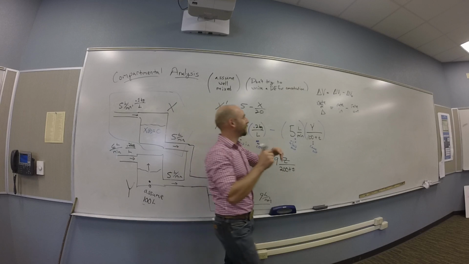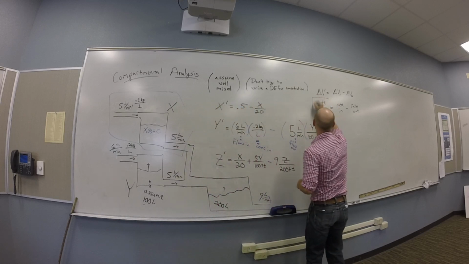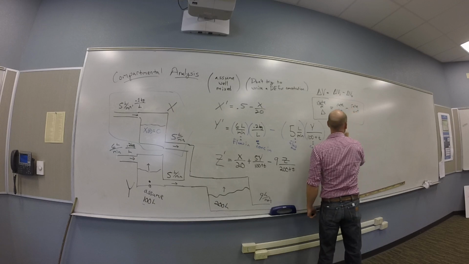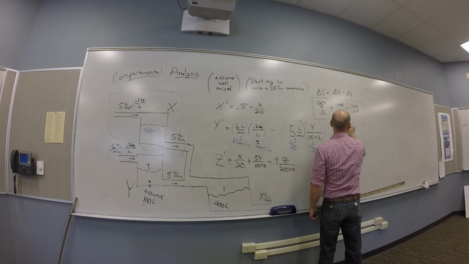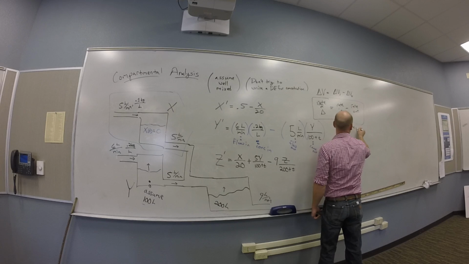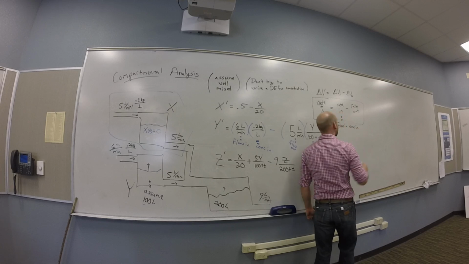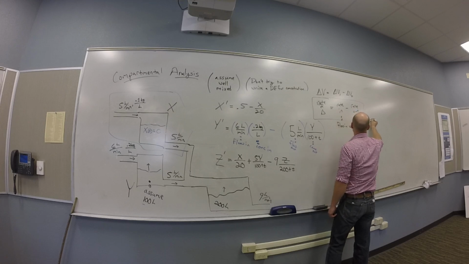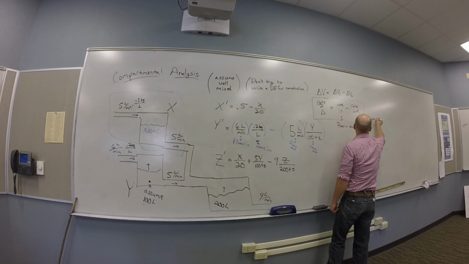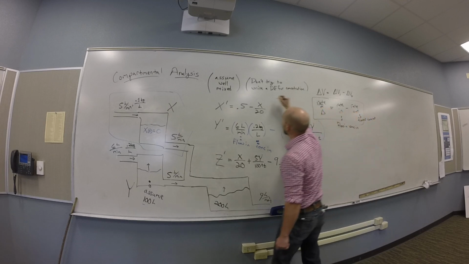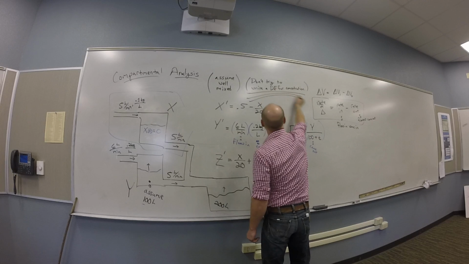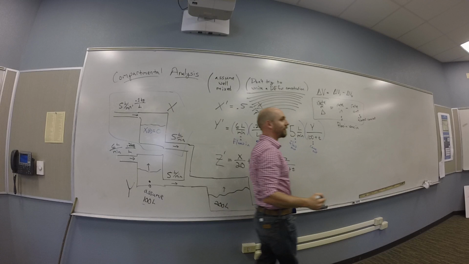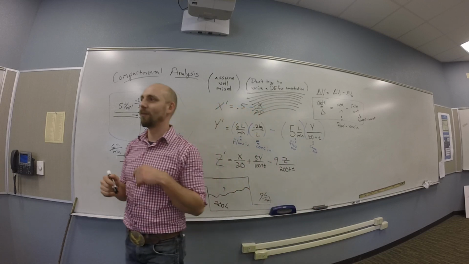So what was the punchline of compartmental analysis? Rate of change is the rate in minus the rate out. For rate in, you might think flow in times concentration in. For rate out, you might think flow out times concentration out. And do not try to write a differential equation for the concentration. It will not work.